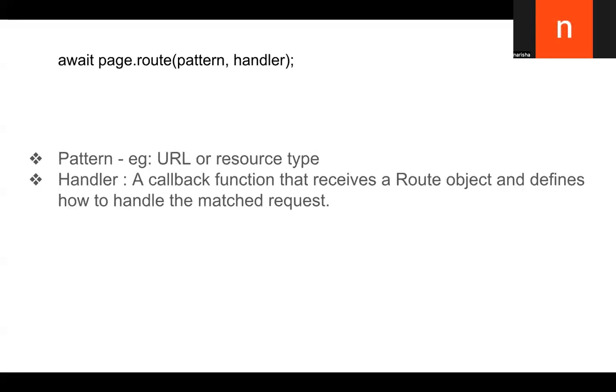So: await page.route, pattern and handler. What does pattern mean? Pattern is a kind of URL that we pass, so basically we try to look for this URL. And when we find that particular pattern in the network calls, the handler acts as a callback function that will take this URL and, using the fulfill method, tries to perform some operations.